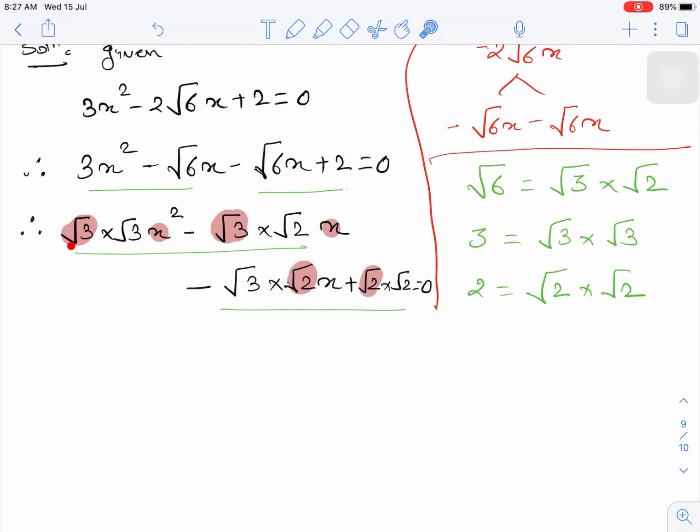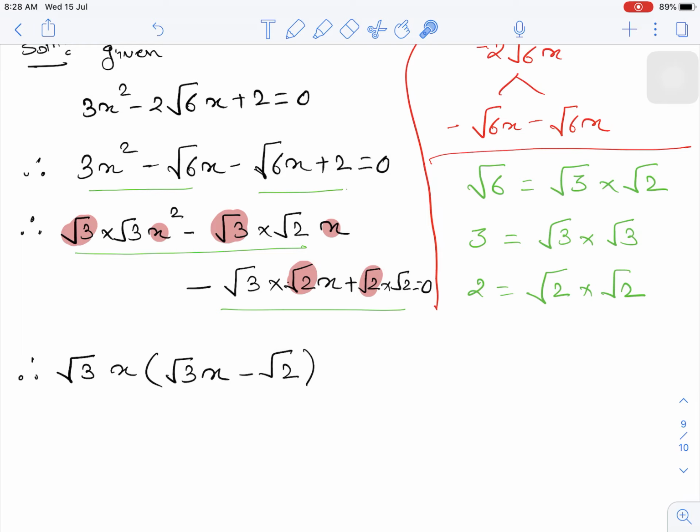Now here √3 is common, so we will remove it out of the bracket. So what you will get, √3, at the same time x is present, so the one with the lowest power we will remove outside. Now what is remaining over here? So only √3 and x minus, here if we are removing this one and this one, so the remainder is √2.